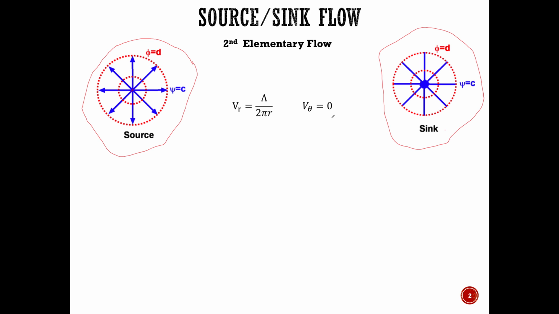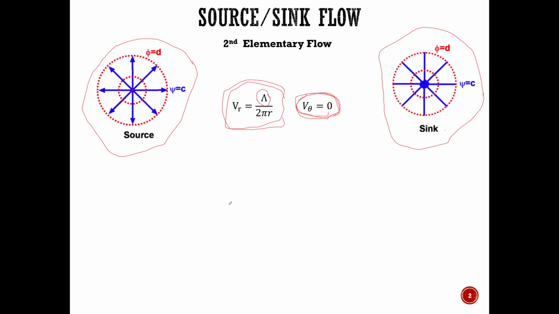Now let's look at the equation. As we saw, there's no tangential component, so V theta is 0. Now we're just left with V r, the radial component, which is given by lambda divided by 2 pi r. Lambda you can think of as the strength of the source or sink, which represents the amount of mass coming out of a single point or going into a single point. So what this says is that V r is proportional to this capital lambda, the strength of the source.